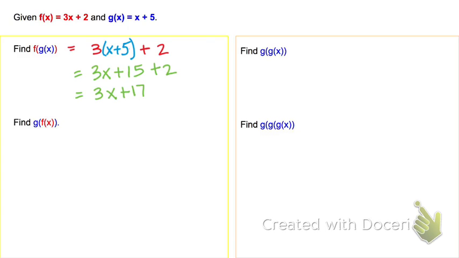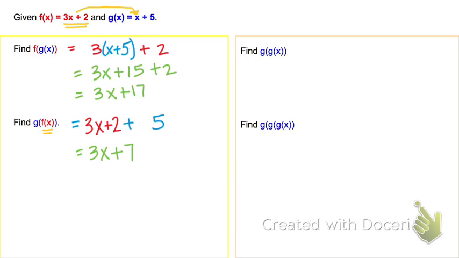So now we're going to do the same for the next one, but notice it's f of x that is inside of the g of x. So we're going to take whatever f of x is and substitute it into g of x for x. So here's g of x, so we take the x out, and instead of that we're going to put 3x plus 2. And the next step is just to simplify by combining like terms.